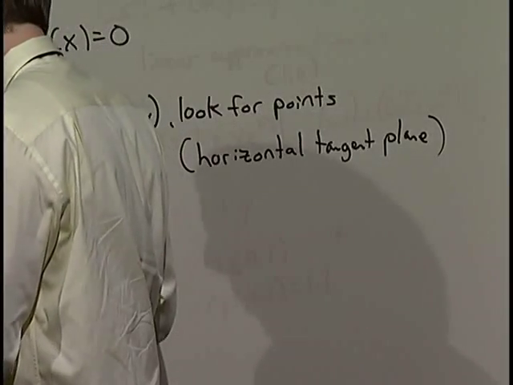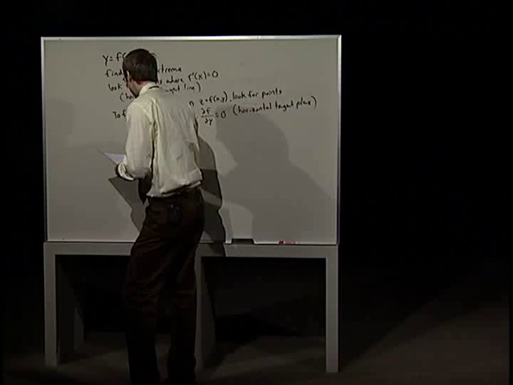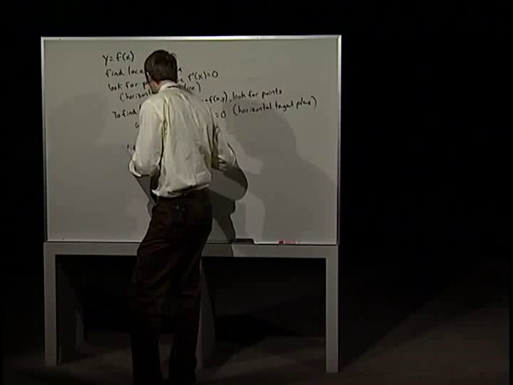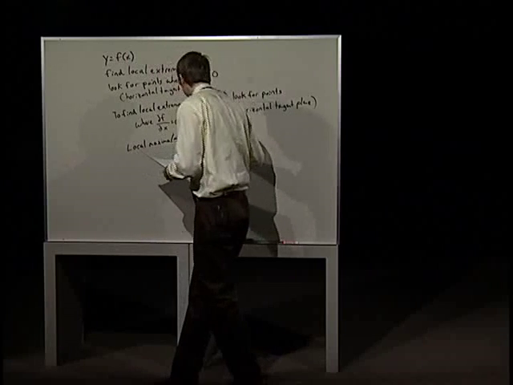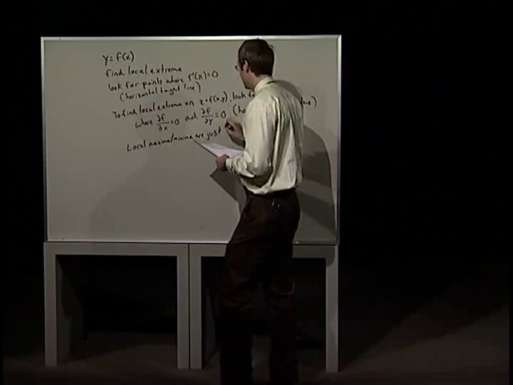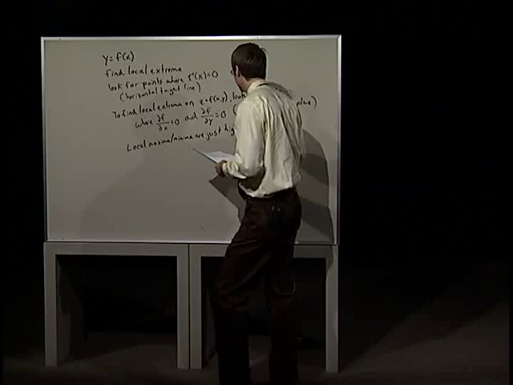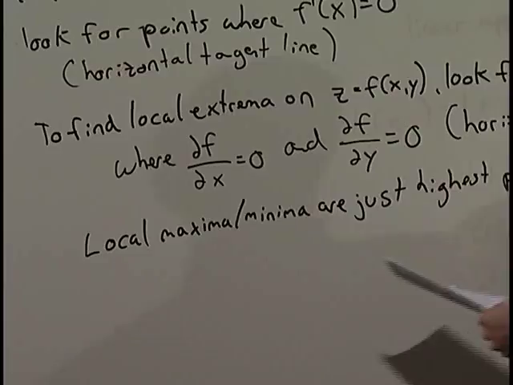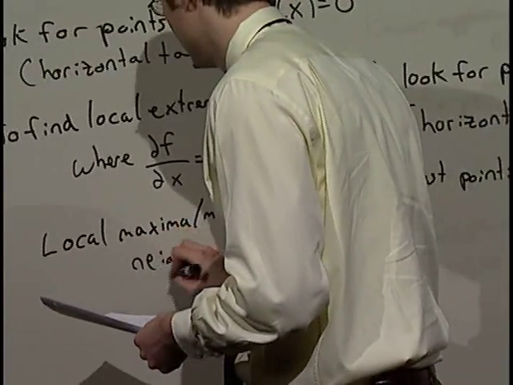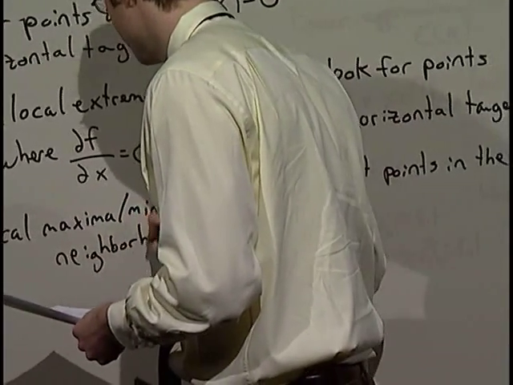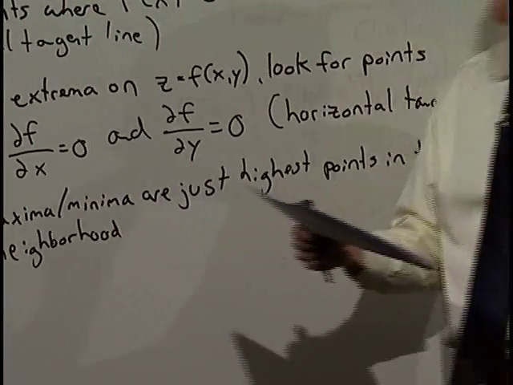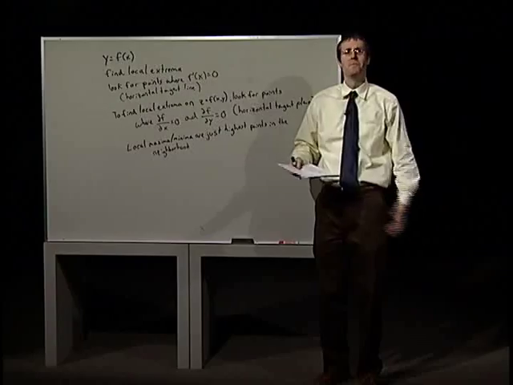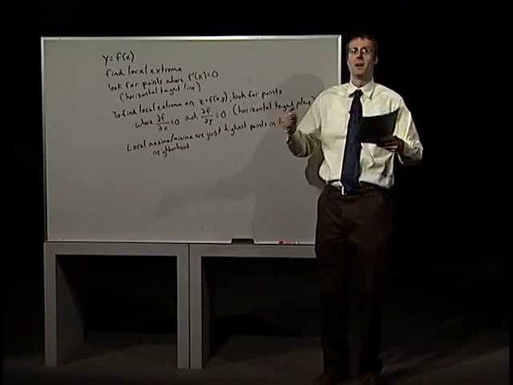Okay, so where am I here? The local maxima and minima, well, just like in a function of a single variable, they're just the highest points in the neighborhood. They're the highest points around. They may not be the highest points on the whole surface, but they are the highest points in an individual area of a graph.